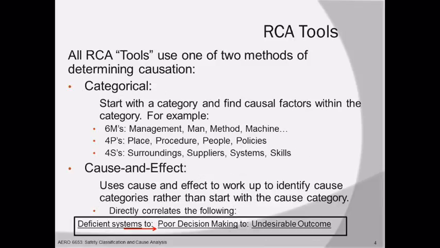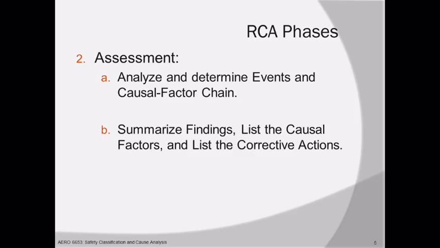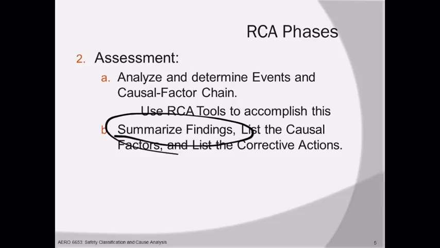The assessment phase has 2 parts. Number 1, analyze and determine events and the causal factor chain. And number 2, summarize findings. List the causal factors and list the corrective actions. You analyze and determine the causal factor chain by using root cause analysis tools. We're going to talk about those root cause analysis tools in the next video. As root cause analysis tools yield findings, then we summarize those findings into categories.